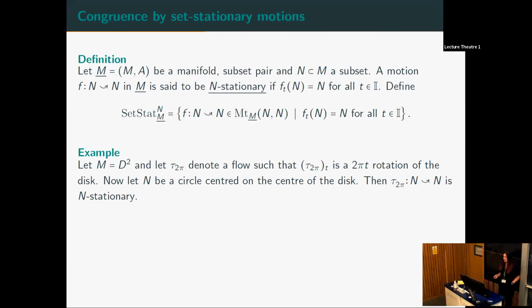And so, for example, if we let our M be the disk, and then we consider a flow which is gradually rotating the disk by 2 pi. Now if we let N be any circle centered on the center of the disk, then at all points this rotation preserves N as a set.